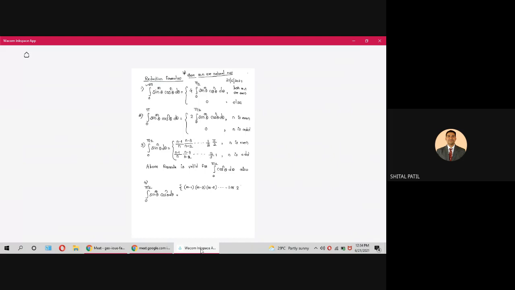The same procedure is there for n also. That is, we have to subtract 1 first, then go on subtracting 2 from the previous number. So n minus 3, n minus 5, until we get 1 or 2. Again, we should not get a negative number, we should not get 0. Right, these are the terms in the numerator. Now see what is there in the denominator.